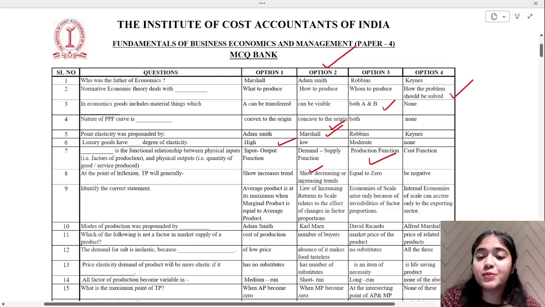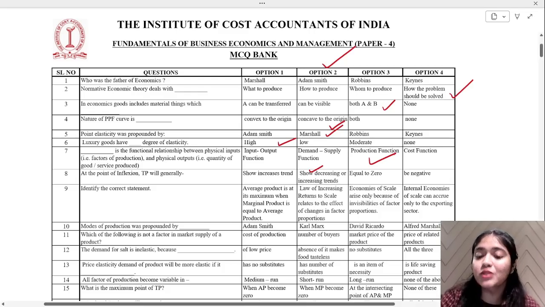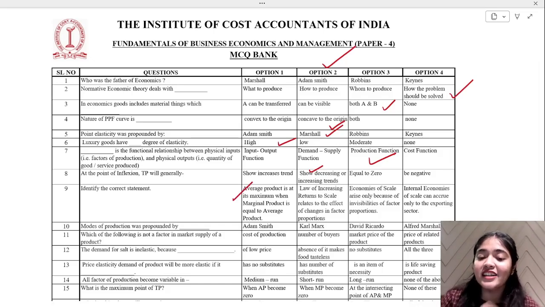Average product is at its maximum when marginal product is equal to average product. Do you think this one is correct? Okay, let's see more options. Law of increasing return to scale relates to the effect of changes in the factor proportions. Economies of scale arise only because of indivisibilities of factor proportions. And the last one is internal economies of scale can occur only to the exporting sector. So what do you think is correct? Yes, the first statement which we read, and we took a pause over there. Average product is at its maximum when marginal product is equal to average product.